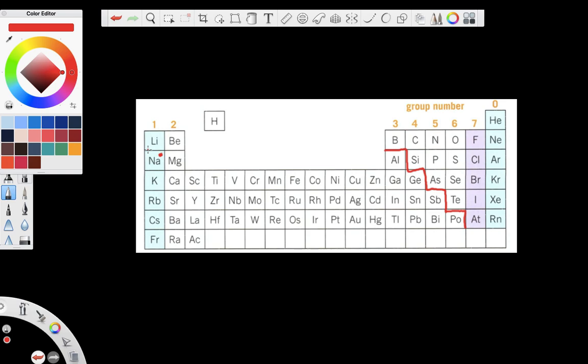Okay, so you should have paused the video. You should have had a go at thinking about the properties of sodium. So the way I would tackle this is I would think, well, sodium is a metal because it's on the left-hand side of the periodic table. Sodium, therefore, is probably shiny, it probably conducts electricity, it probably conducts heat, it has a high melting and boiling point. These are all ideas I would get because I'm thinking that they are a metal.